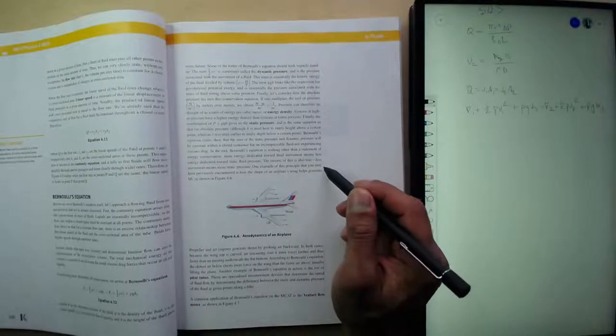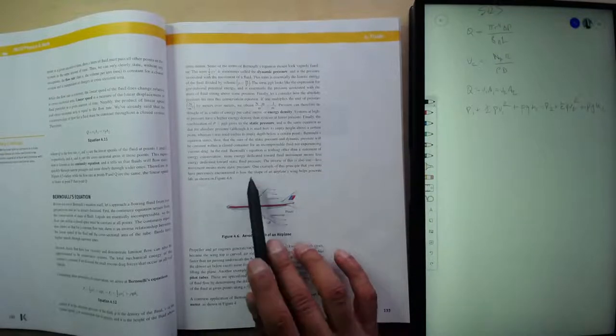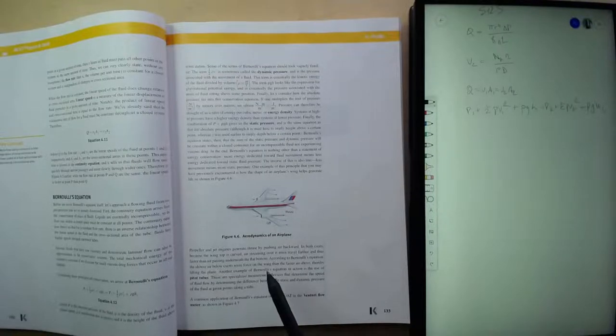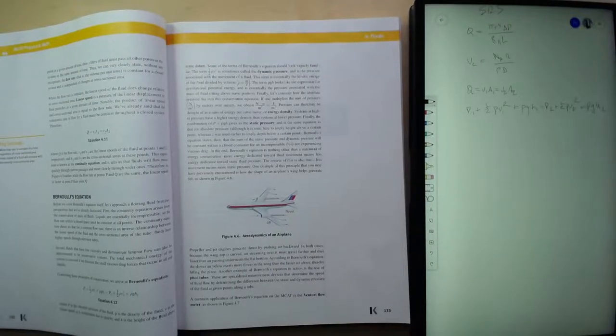One example of this principle that you may have previously encountered is how the shape of an airplane's wings helps generate lift. Propeller and jet engines generate thrust by pushing air backwards. In both cases, because the wing top is curved, air streaming over it must travel faster than air passing underneath the flat bottom. According to Bernoulli's equation, the slower air below exerts more force on the wing than the faster air above, thereby lifting the plane. Another example of Bernoulli's equation in action is the use of pitot tubes.